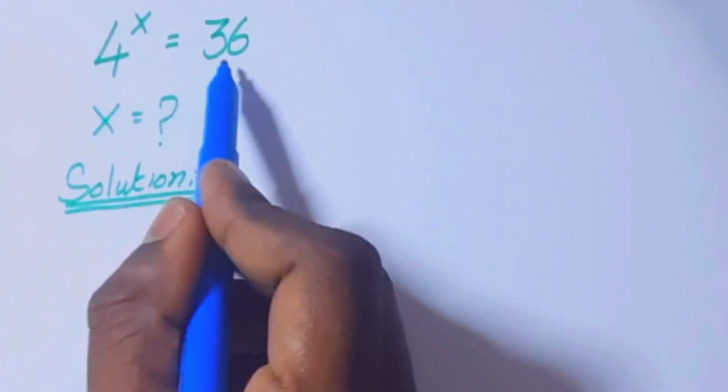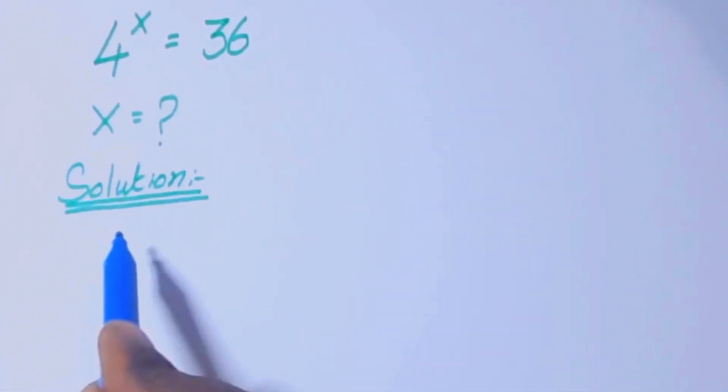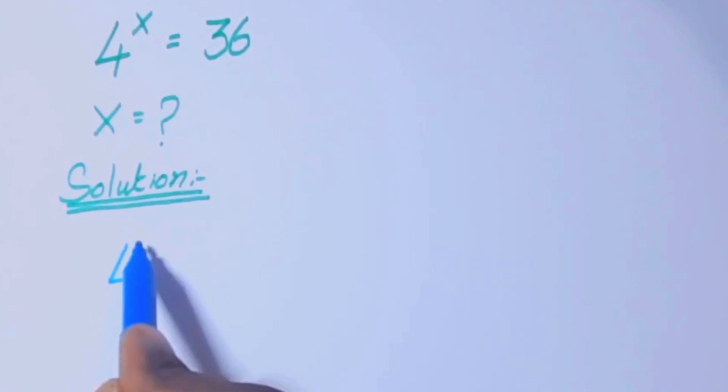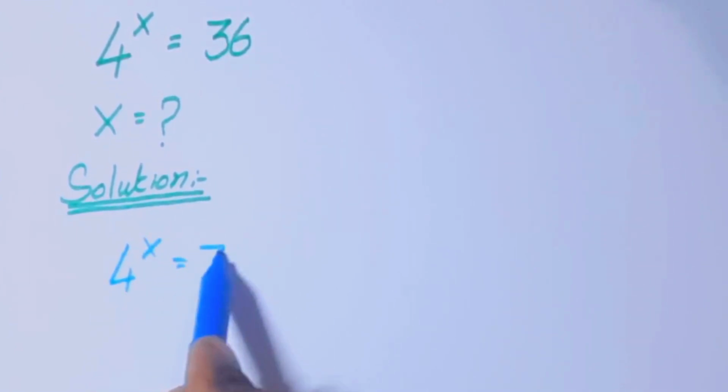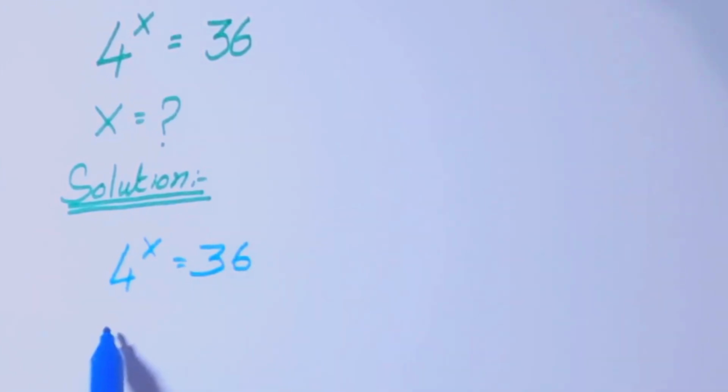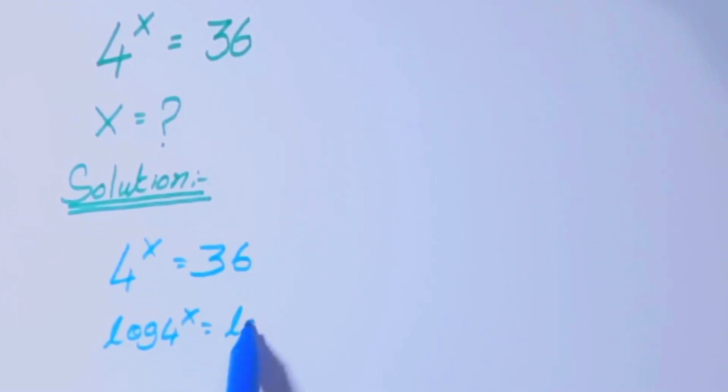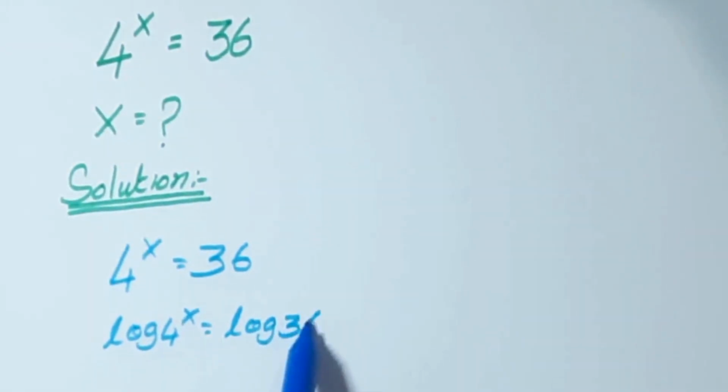Today we are going to solve this equation to find the x value. Solution: 4 to the power of x equal to 36. We take a log on both sides. Log 4 to the power of x equal to log 36.